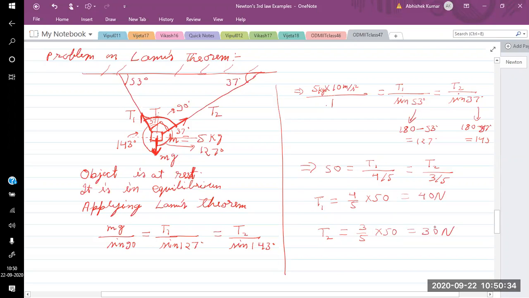So in this way we can solve the questions, and we can find the tension in the two threads. The tensions we are going to have are 40 Newton and 30 Newton.